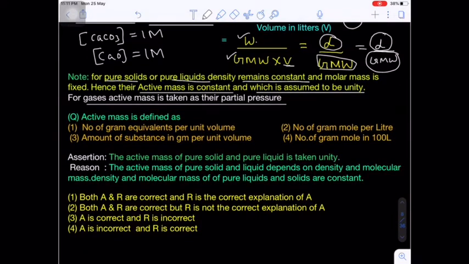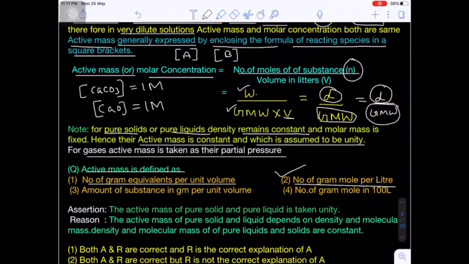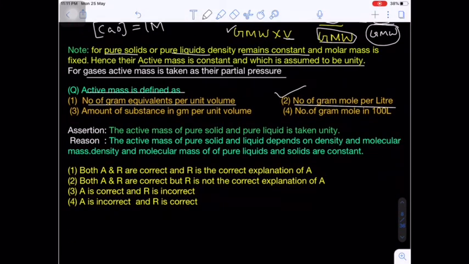Okay, now there are 1-2 questions regarding the active mass. The active mass is defined as: option, number of gram equivalents per unit volume? No. Number of gram moles per liter. Yes, this is the definition of the active mass. Number of moles divided by volume of the solution in liters. Okay, the second option is correct.